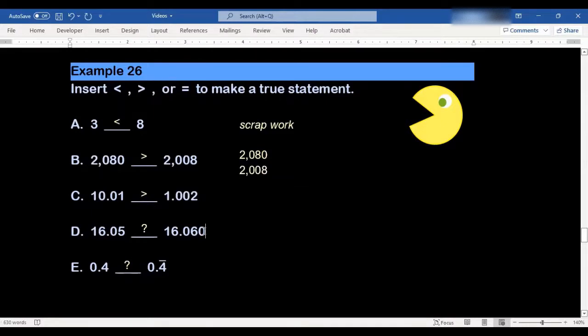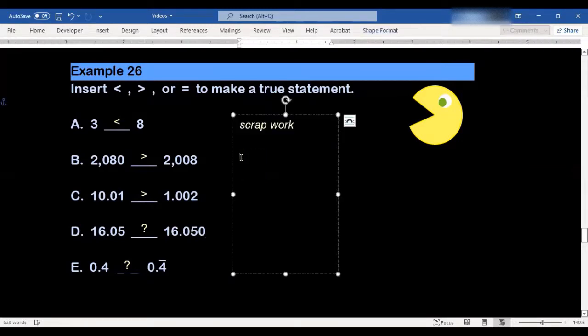Now, when I look at these two, I can see that I typed this one wrong. It should be like that. Sorry about that, folks. So here I'm comparing 16.05 with 16.050. So I'm going to write these out vertically as well, making sure to line up my place values.